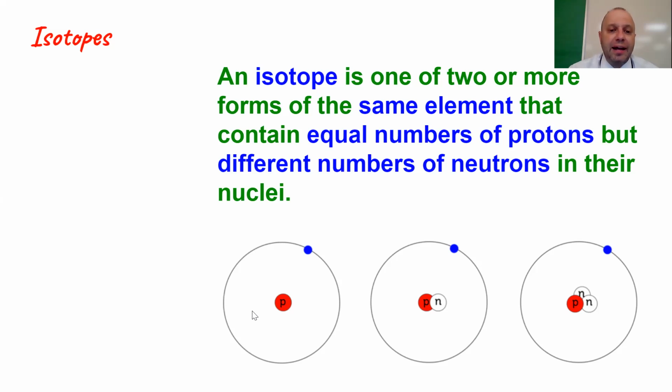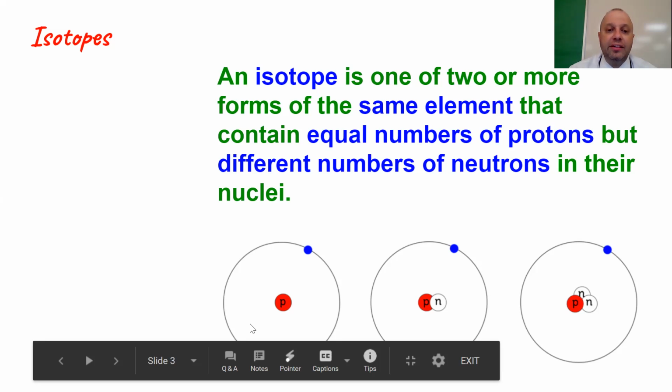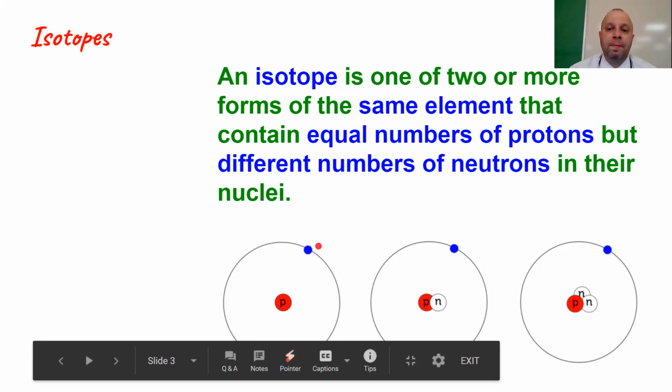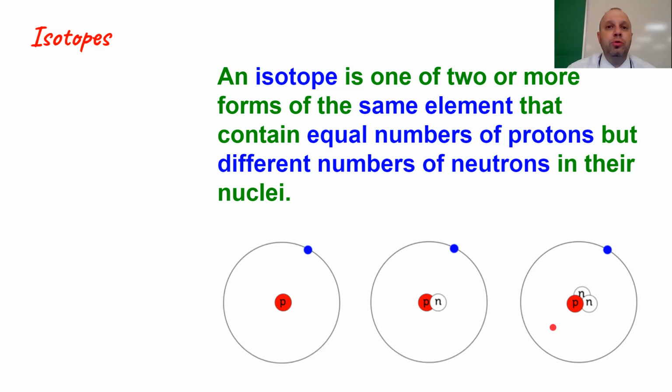So if you look at the three examples that I have on the bottom here, the first one that you're going to notice has a mass number of 1. So there's 1 proton, but there are no neutrons. This over here is an electron. The second isotope has 1 proton and 1 neutron. So it would have a mass number of 2. The third example, all the way on the right side, has a mass number of 3. It has 1 proton and 2 neutrons.